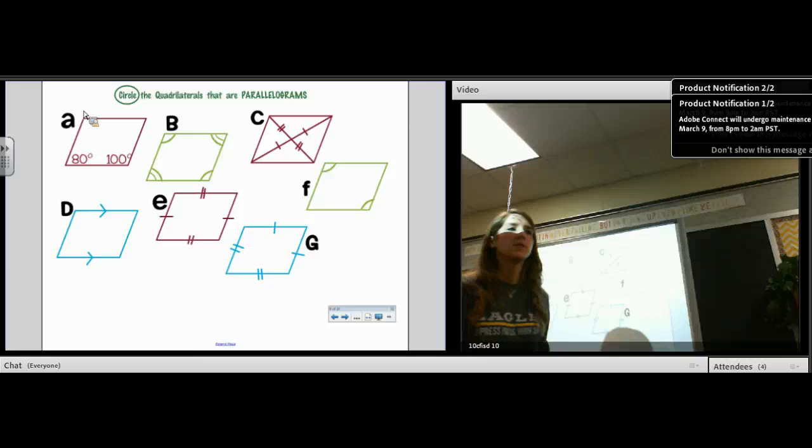Blake R, go circle a parallelogram. Tyler, go circle a parallelogram. Adriana, go circle a parallelogram.